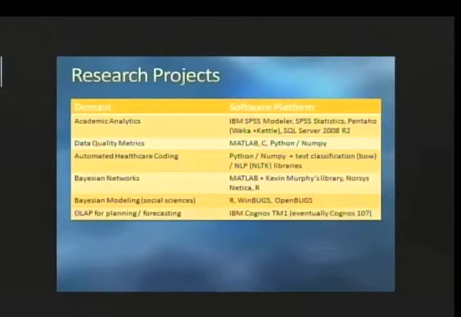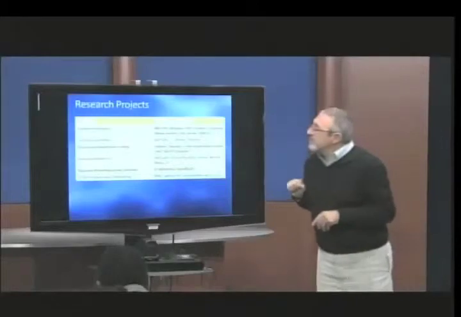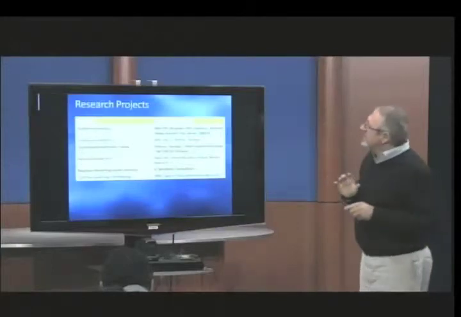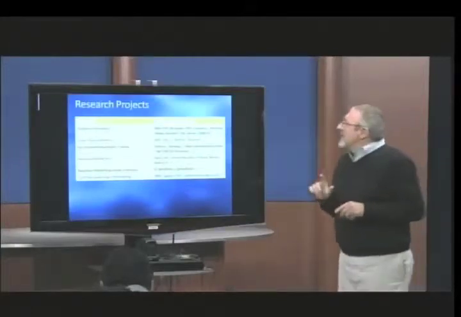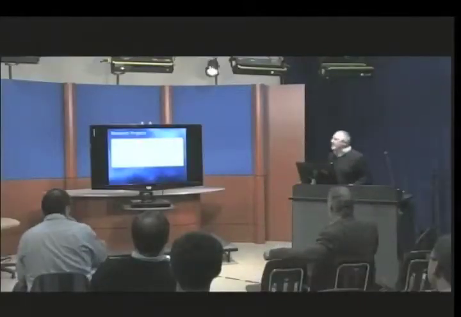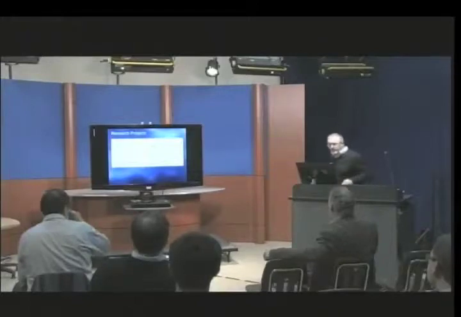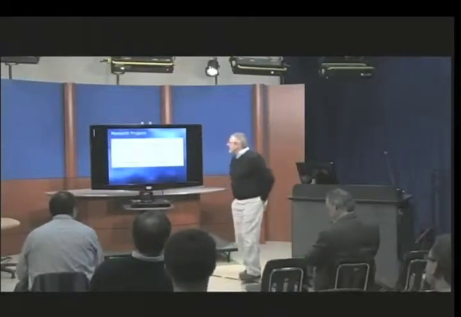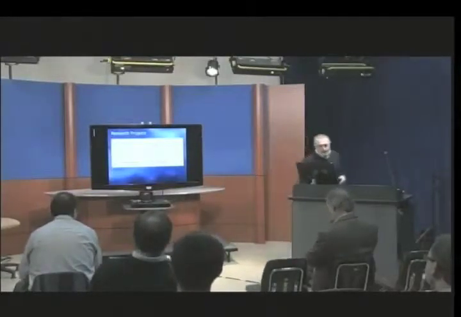So topics in which I have been involved in the past and working on are more or less listed here. I work on academic analytics. I'm going to go into that in particular in a minute. I use a number of different tools in there. IBM SPSS Modeler, as was being mentioned, SPSS Statistics for certain things. Weka and Kettle, which are two open source tools that are being developed for the open source market. I'm using SQL Server as the repository of the tools.